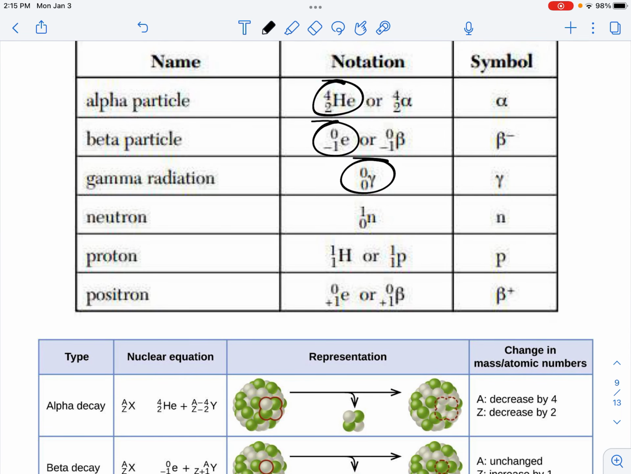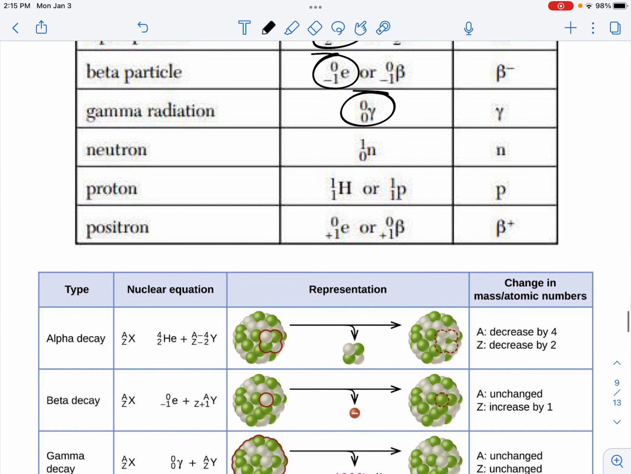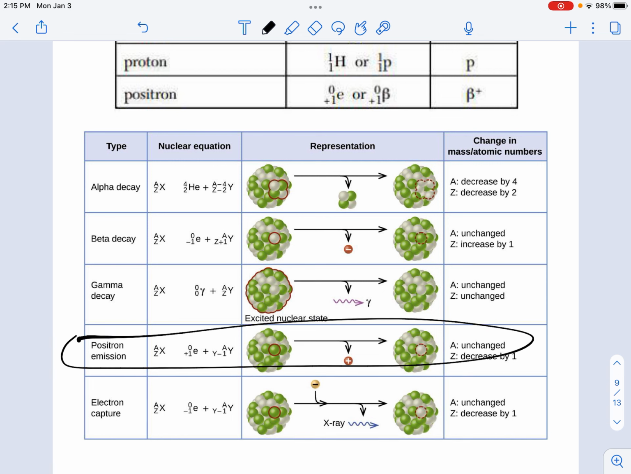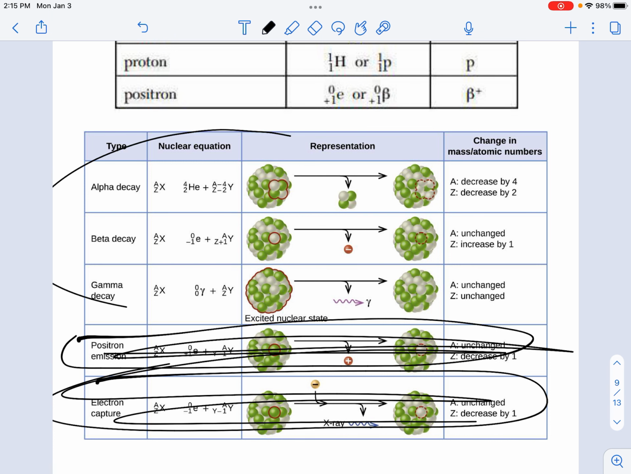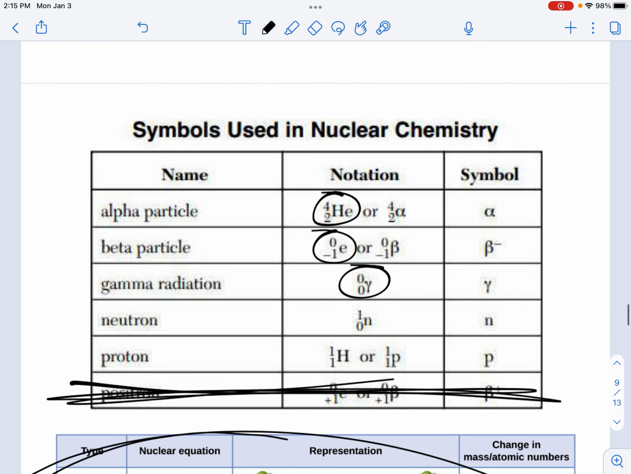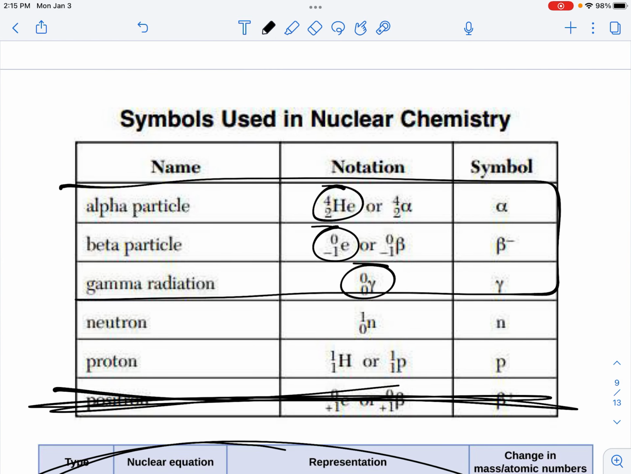You'll notice that there's other notations and symbols here as well for things like protons and even positrons. And there are other types of things. There's a positron emission and electron capture and so forth. Like I said, we're not going to get into those. We're just going to keep it simple with alpha, beta, and gamma. Just note that there are other types of things available, and if you're interested in those, take further chemistry classes. But for an introductory chemistry class, we're going to keep it simple to the basic 3. Alpha, beta, and gamma. Those are the ones that we are going to focus on here.